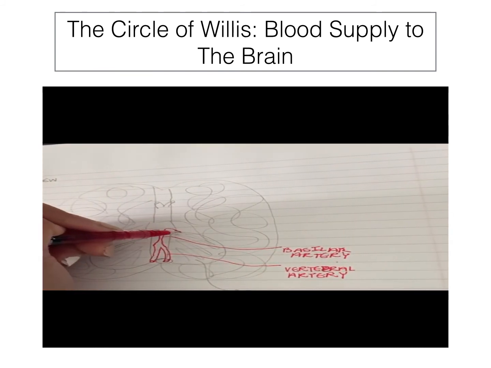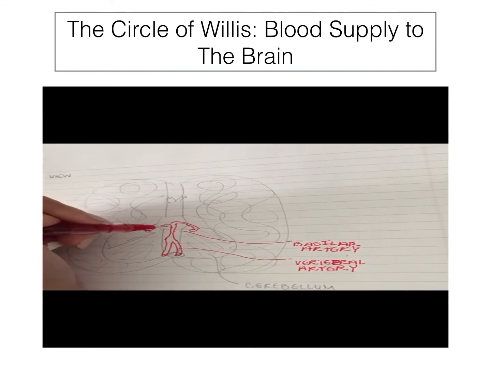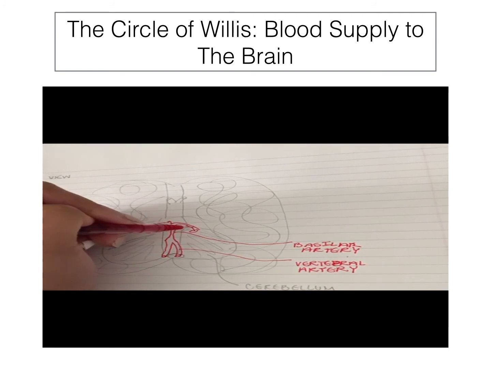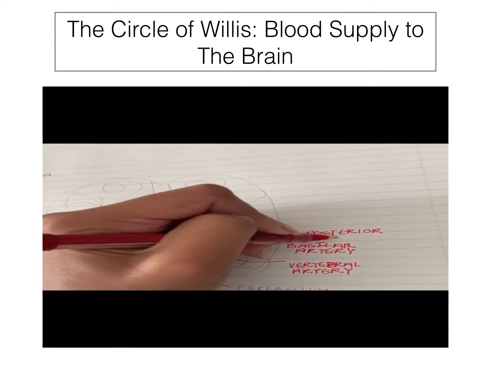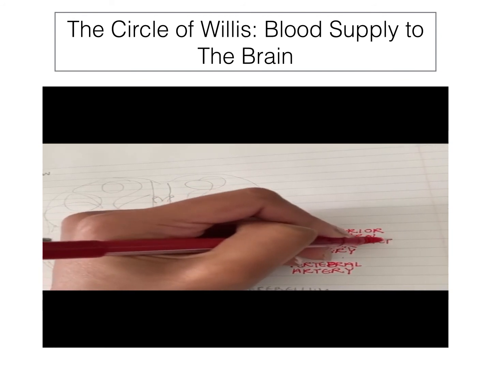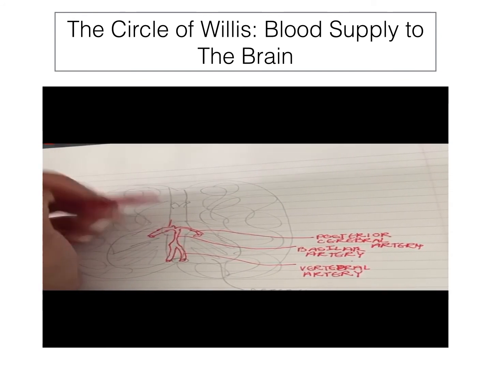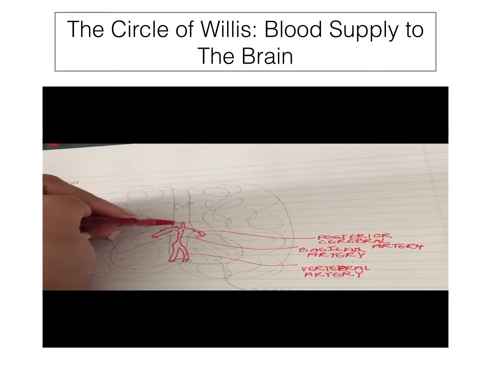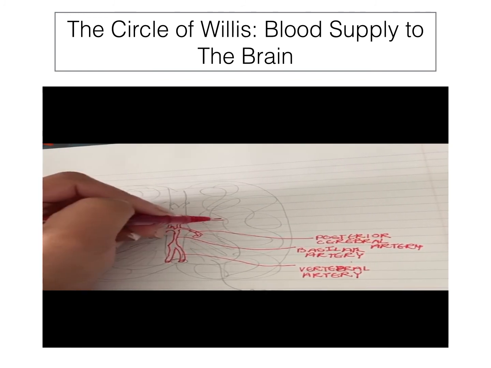So here I have a narrated drawing of the circle of Willis, including all of the arteries. First the blood travels up the vertebral arteries through the foramen magnum, and they merge together into the basilar artery at the pons. The 6 main arteries that come off the circle of Willis, well, there are actually 3, but there are 2 on each side. These arteries are the anterior, middle, and posterior cerebral arteries.